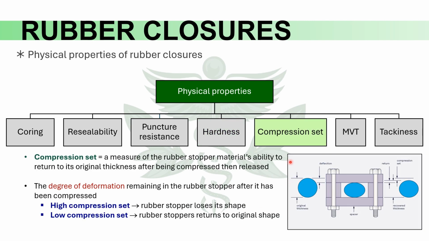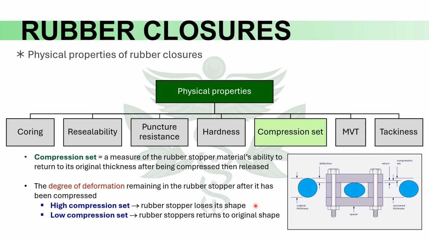Compression set. Compression set is the ability of the rubber stopper material to recover and return to its original thickness and shape after being compressed for a certain period of time at a specific temperature. Similarly, we can also define compression set as the degree of deformation the rubber stopper acquires after compression. If we take a look at this diagram here, we can see that the rubber maintains a certain shape before compressing it, but when we apply a certain load to it and then remove that load after a certain period of time has passed, the degree of deformation can vary depending on the compression set of the rubber material.